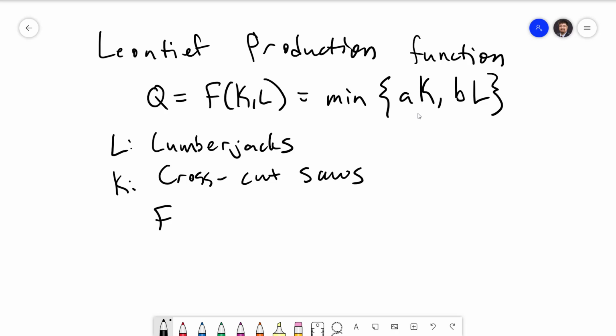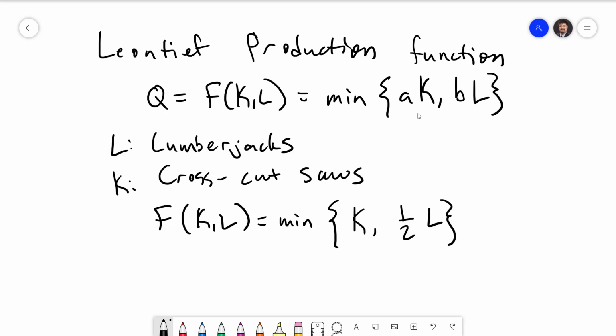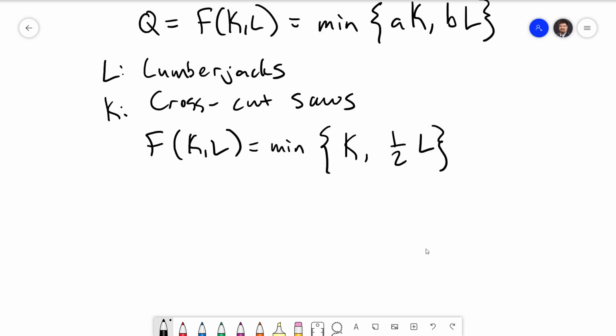This means our production function is going to be the minimum of K and 1/2 L. Here, A is 1, B is 1/2. What this means is that for every 1 saw and 2 lumberjacks, we can cut a log. Let's do an example of production here.